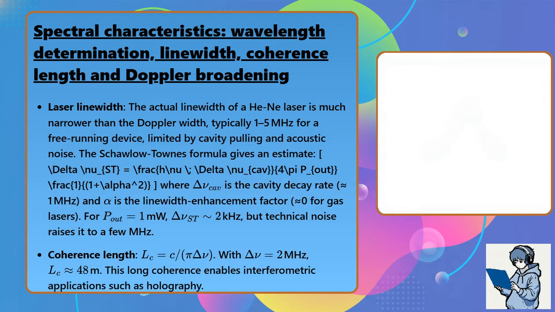Coherence length L_C = c/(π Δν). With Δν = 2 megahertz, L_C is approximately 48 meters. This long coherence enables interferometric applications such as holography.